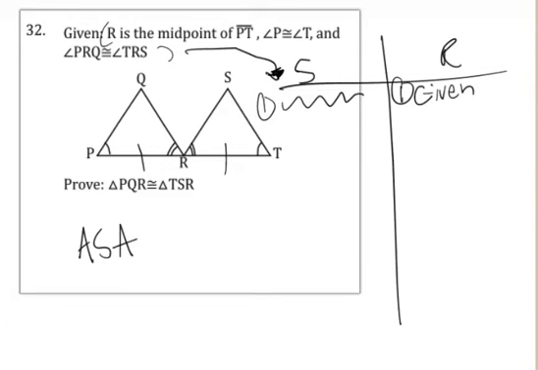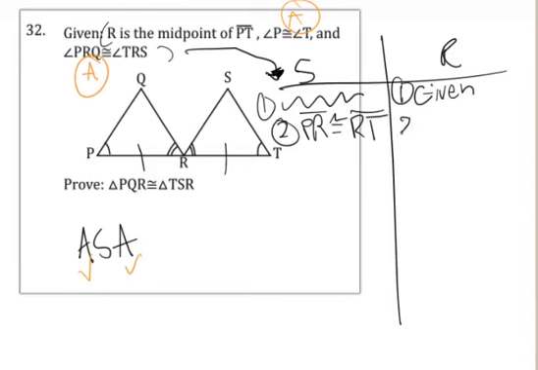Well, within that given, what did we get? We got an angle. We got an angle. I need one more thing: a side. Haven't proven the side yet, but I know PR is congruent to RT. You want to know why? Definition of midpoint. That's why.